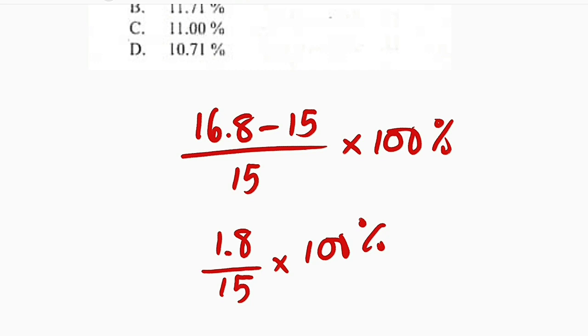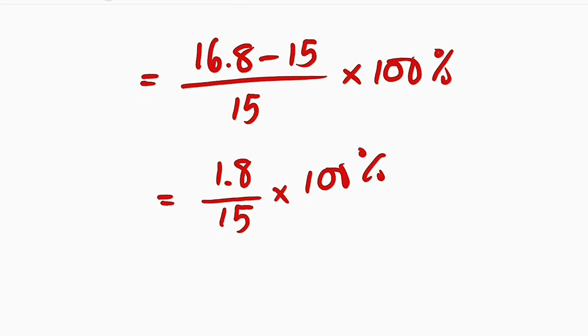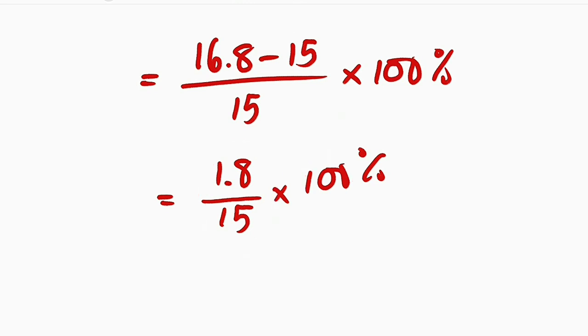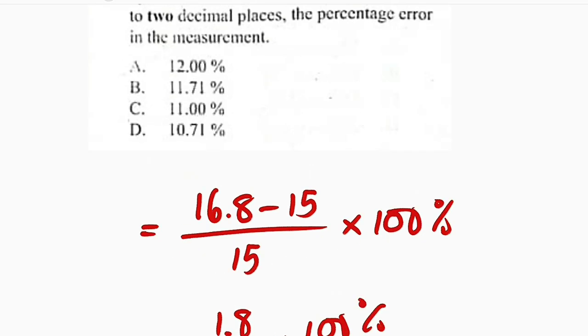So what do we do first? We can either divide before we multiply or multiply before we divide. Let me take my calculator, simplify 1.8 divided by 15 before I multiply by 100. I will do that directly. So 1.8 divided by 15 is 0.12. I will multiply that by 100 to get 12. So this is 12%. The increase is 12%. Do we have it as option A?